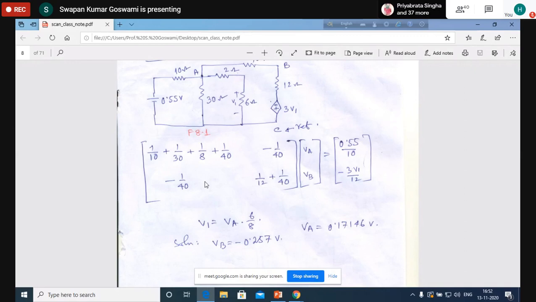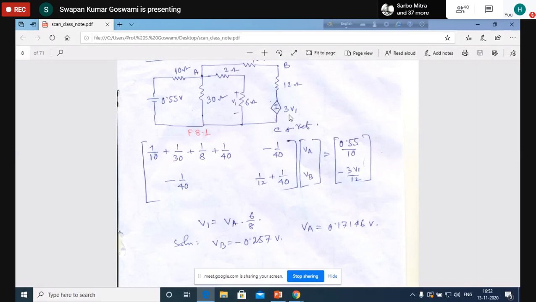Because of the appearance of the dependent source, you can say that this dependent source is making the matrix asymmetric. That means this admittance matrix is becoming asymmetric due to the presence of this dependent source. That means in the presence of a dependent source, the admittance matrix has become asymmetric. Okay, is it clear?